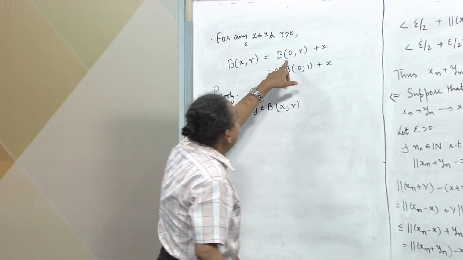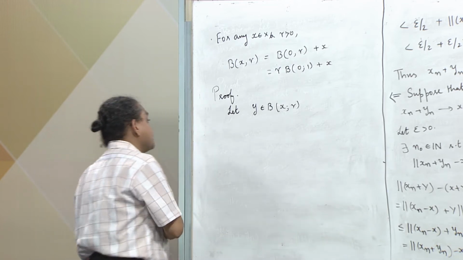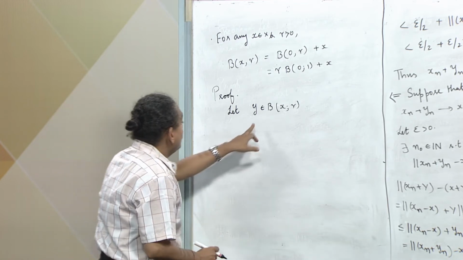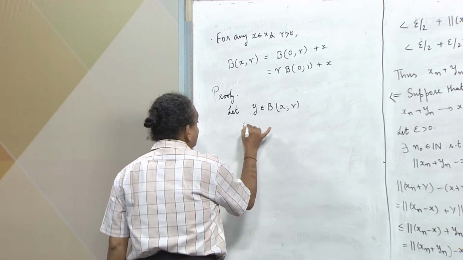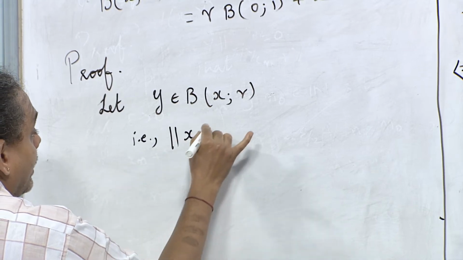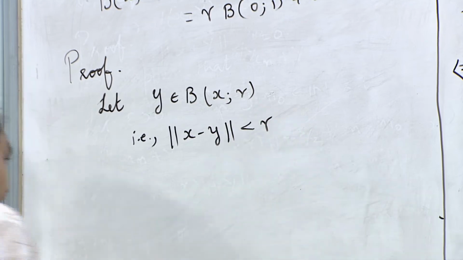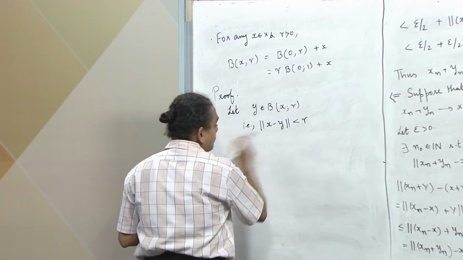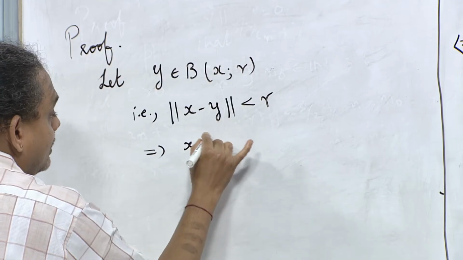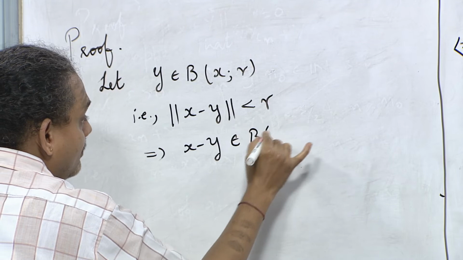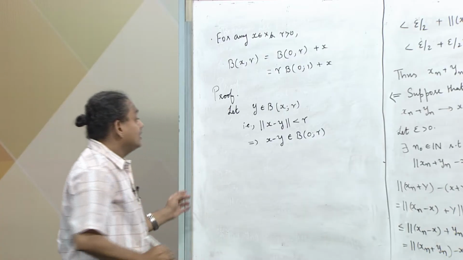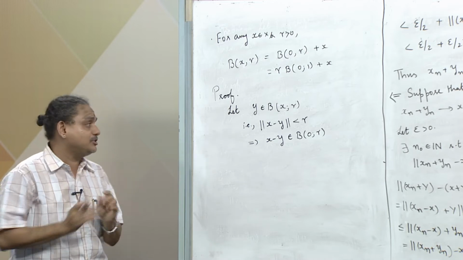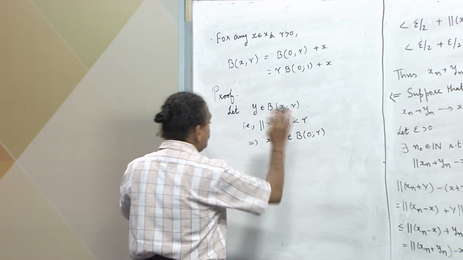I will have to produce an element of B(0,r) and then plus x. So, what is that element of B(0,r)? How to produce that? I have y in B(x,r), so that means the norm of x minus y is less than r. Once I have that, it immediately tells us that x minus y is in the ball with center 0 and radius r. This is one of the crucial observations; it might look trivial, but it is the crucial observation one will have to make at this stage. Now, you know what to do.